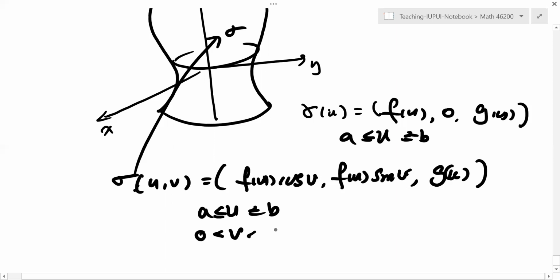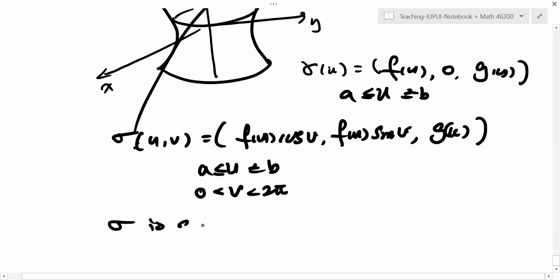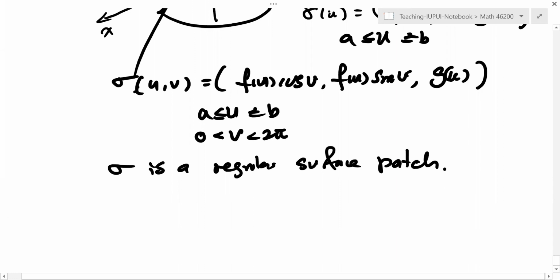Maybe I just choose this one. Then this is a surface patch, and sigma is a regular surface patch for the surface. So let's check whether this is going to be regular now.